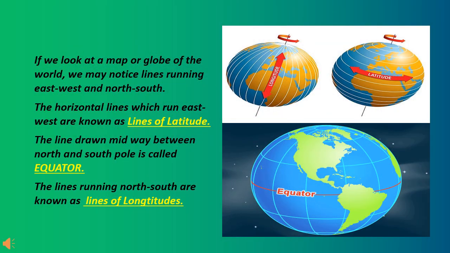If we look at the map or globe of the world, we may notice lines running east-west and north-south. The horizontal lines which run east-west are known as lines of latitude. The line drawn midway between north and south pole is called equator. The lines running north-south are known as lines of longitude.